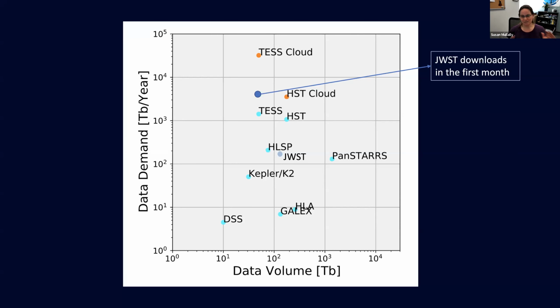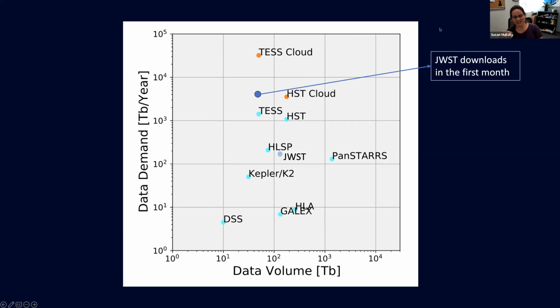This is approximately, for some of our popular missions, what our data distribution looks like. You can see on the y-axis is the demand, so how much data is downloaded from a particular mission versus how much data volume it actually is in the archive at this time. This graph came from a couple of years ago, so it's a little old. So JWST wasn't even on there, so I stuck JWST in the middle just to give you a sense as to where it is.